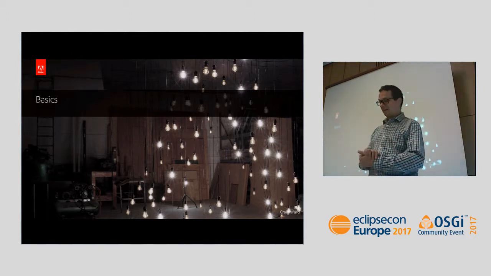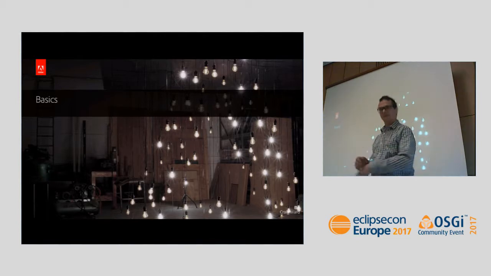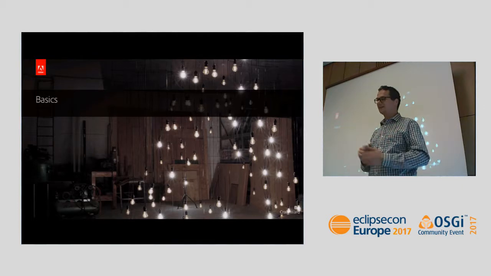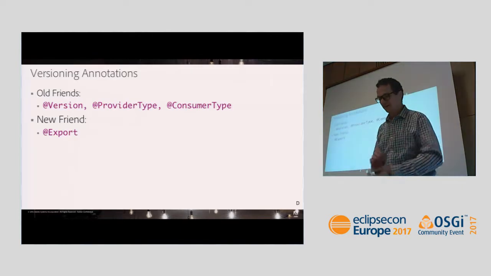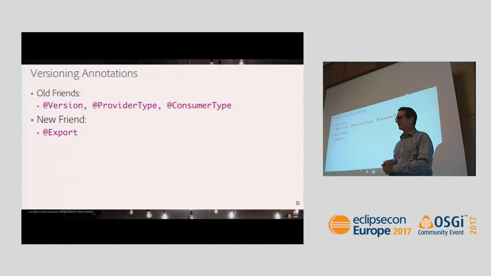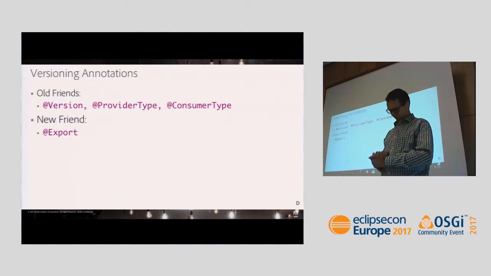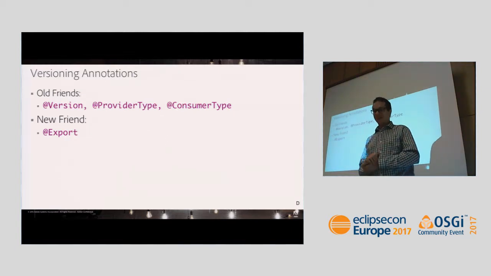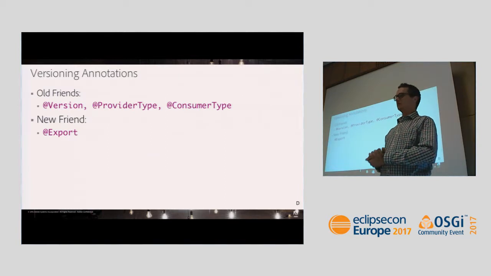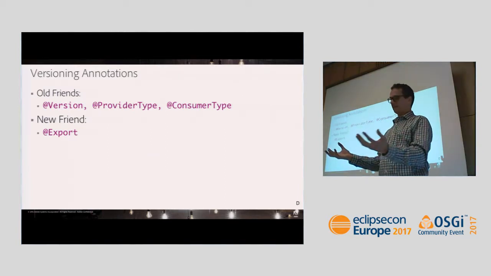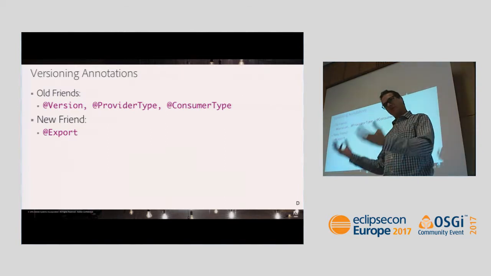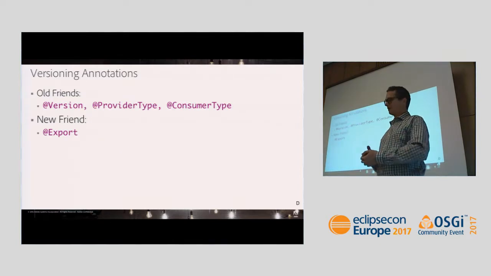So, the first group of technologies that I'd like to look at is what I would call OSGi basics. And I'm going to start with some bundle annotations that are new in R7. We already had some bundle annotations that allow you to specify the version of a package and whether it was a provider type or a consumer type. That was already available in previous versions of OSGi.